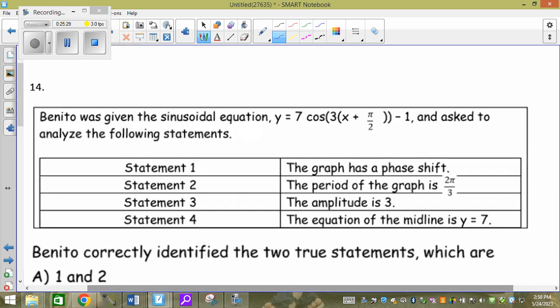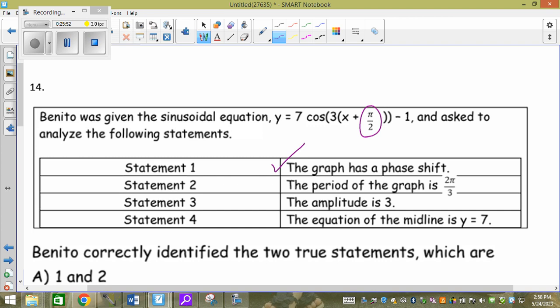Does it matter that it has a cos in it? No, it's still a sinusoidal function. So the graph has a phase shift. Remember I told you all you have to do is look at the C value. If there is a C value, the graph has a phase shift. If there isn't a C value, it does not have a phase shift. That's all you need to know. You don't need to know anything about that other than if it exists, it's a phase shift, which means it moves right or left.